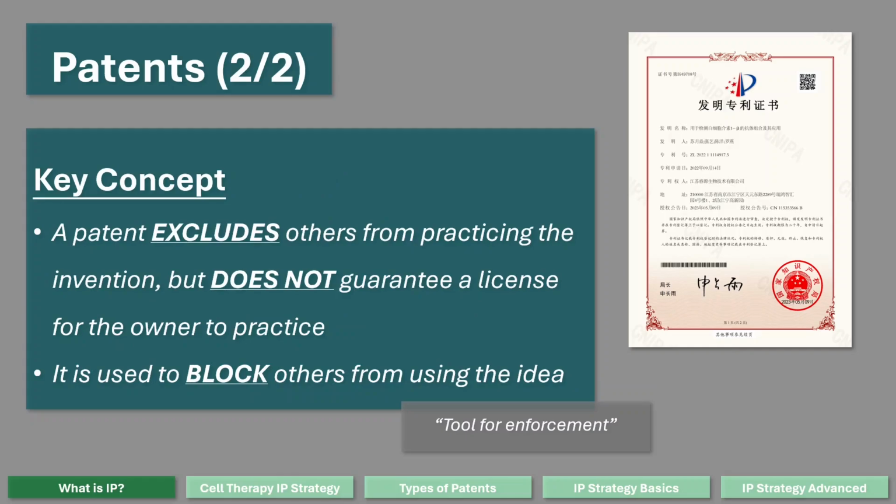The most important concept of a patent is exclusivity. A patent excludes anyone from practicing the ideas stated in the invention, but it does not guarantee that the owner has a license to practice their own invention. It is therefore only a tool to block others from practicing an invention. Therefore, it can be thought of as an anti-license, or a tool of enforcement, used to block others from using the idea. This distinction will have huge implications for a company planning their IP strategy.